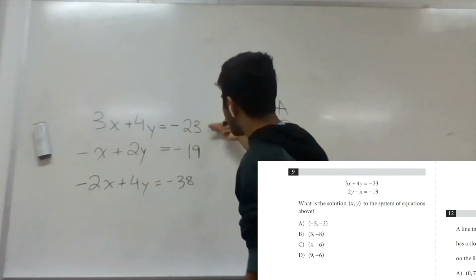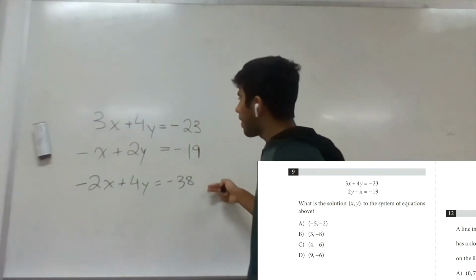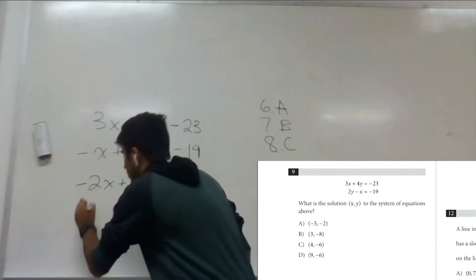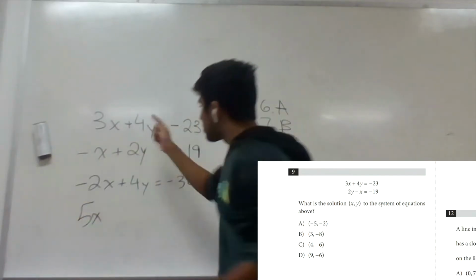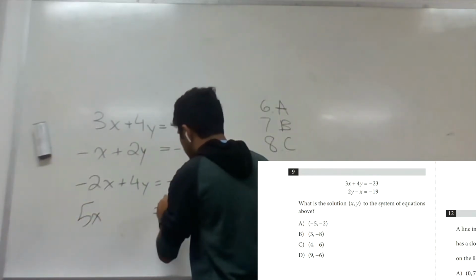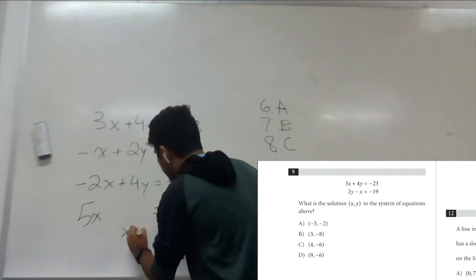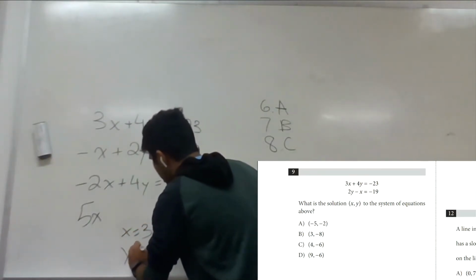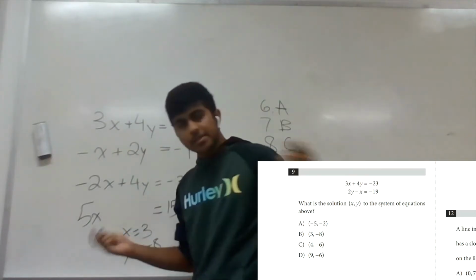And then do this one minus this one. That way, that minus that would give you 5x. This minus this would cancel out, and then that minus that would give you 15. So you get x equals 3, and y equals negative 8, same as before. Alright, so that's elimination, right?